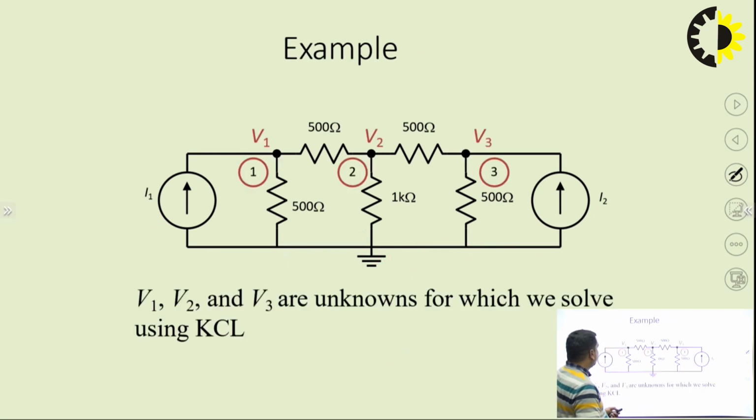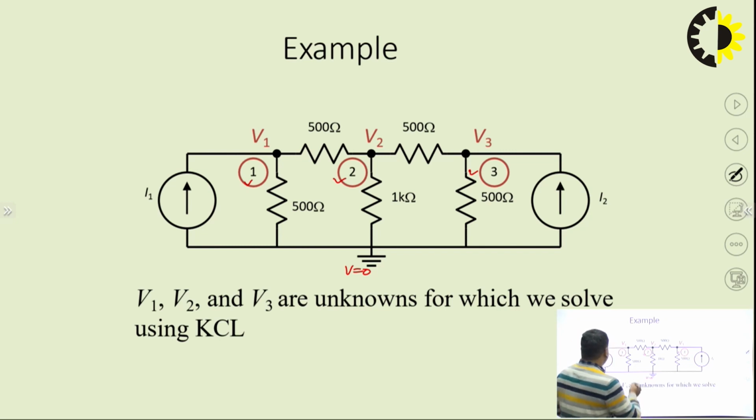Okay, now we have an example with the same question. So here we make the reference node or ground node, and after that we assign variables to the unknown voltages. So here we have node 1, node 2 and node 3. So here it is voltage V1, voltage V2, voltage V3. These are the unknown voltages we have assigned.